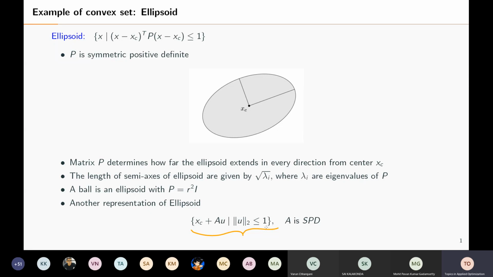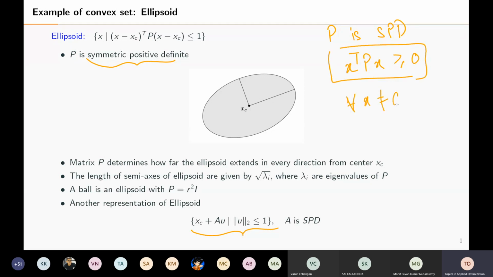I forgot to tell you another thing: P is symmetric and positive definite. That's also an important criterion here. What does positive definite mean? Matrix P is symmetric and positive definite if, first of all, it is symmetric, and then X transpose P X is greater than or equal to 0 for all X not equal to 0. That's the definition of symmetric positive definite. Only then do you get an ellipsoid.